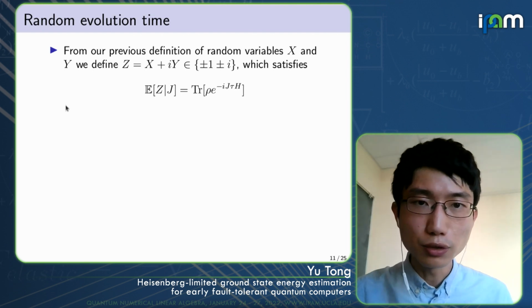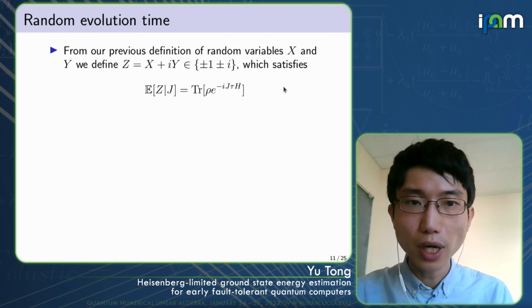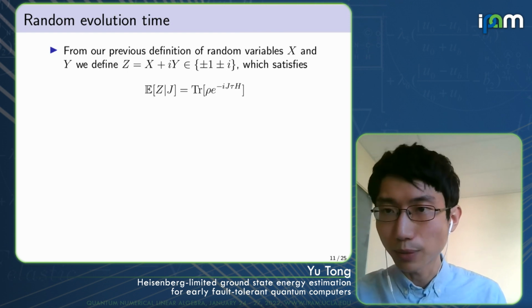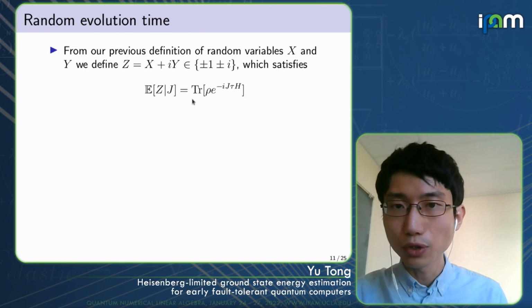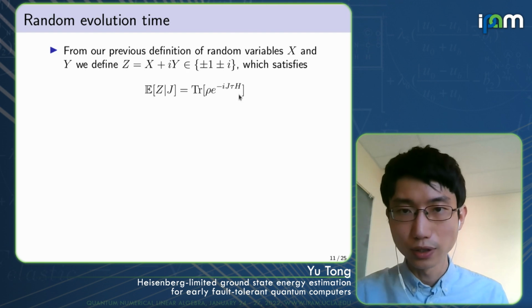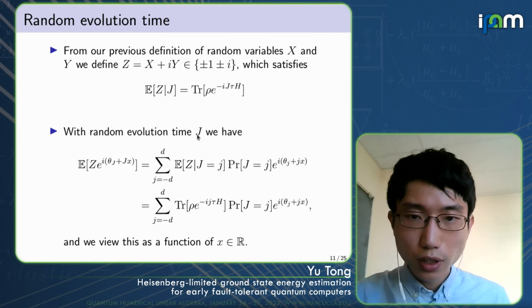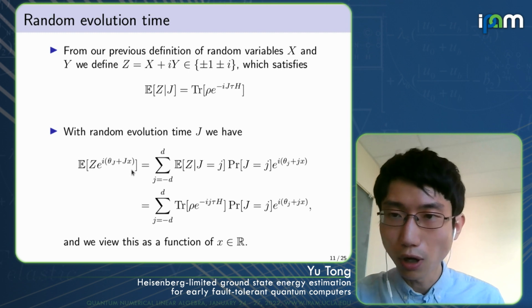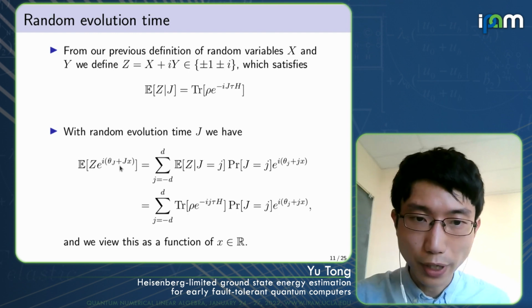So what we do is we introduce random evolution time. From our previous definition of random variables X and Y, we define a new variable Z, which is X plus i Y. It takes values within the set plus or minus 1, plus or minus i, and conditional on J, the expectation value of Z will be just the expectation value of this unitary operator. Now let's set J to be a random variable. We can look at the expectation value of Z multiplied by a phase factor, and expand the whole thing using the law of total probability. What we get here is actually a Fourier series of this variable X.